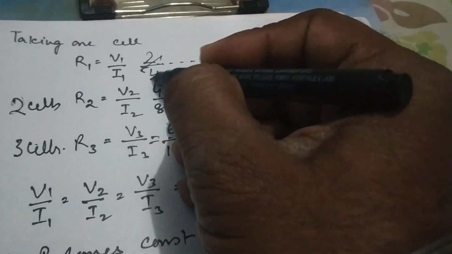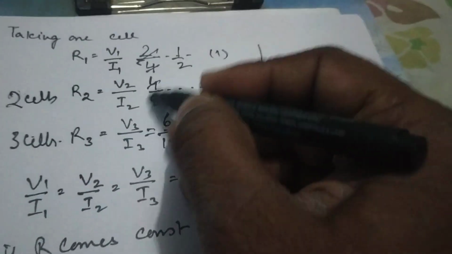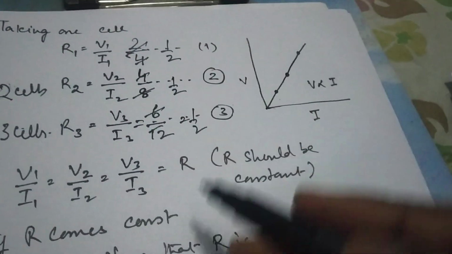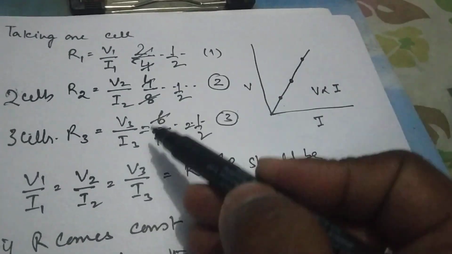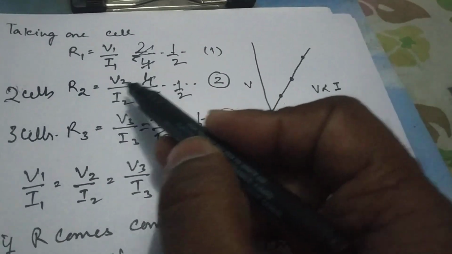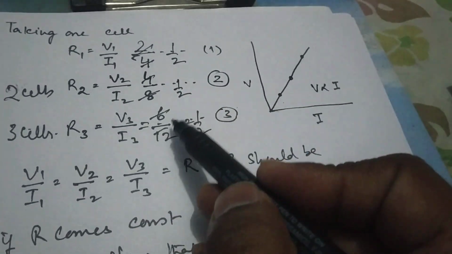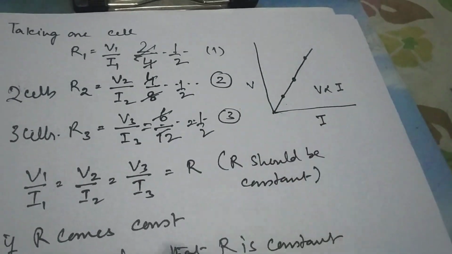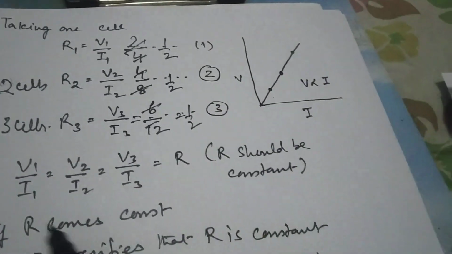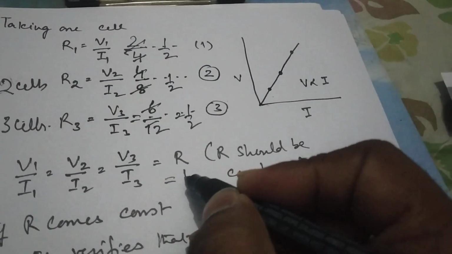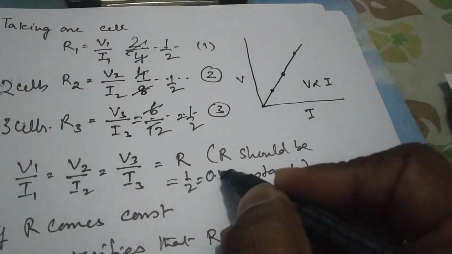So if you cut it, it is 1 upon 2. If you cut it, it is 1 upon 2. Can you understand? These values have been noted down by taking a 2 volt cell, 2 cells meaning 2 into 2, 4 volt, and by taking 3 cells, 2 volt each, 6 volts. So you can note it down. And if you find that these values are coming constant, what is the value coming here? 1 by 2, that is 0.5.